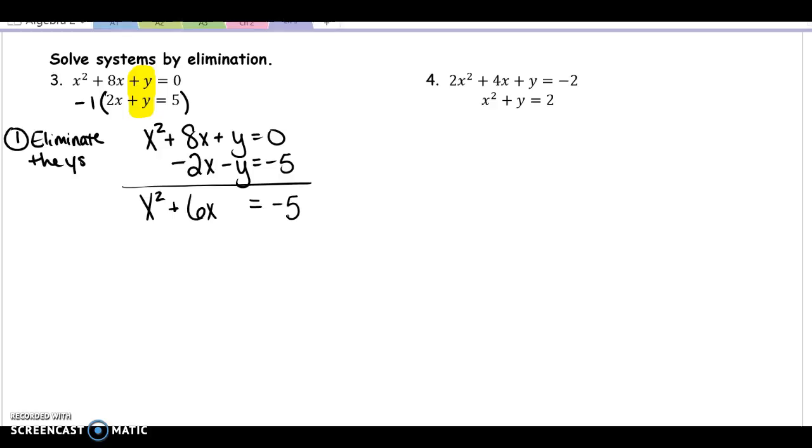Once you get to this point, it doesn't matter which method you're using. Your next steps are going to be get one side equal to 0, factor, solve, plug the x values in. So the process is still the same no matter which method you use. So our next step is get equals 0, and you want your x squared to be positive. So in this case, we are going to add 5 to both sides to get that equals 0 on one side.